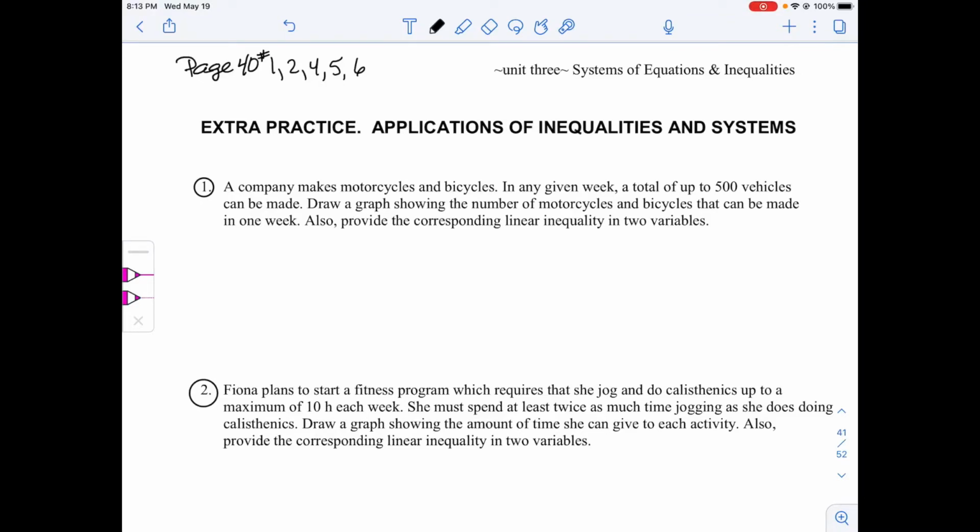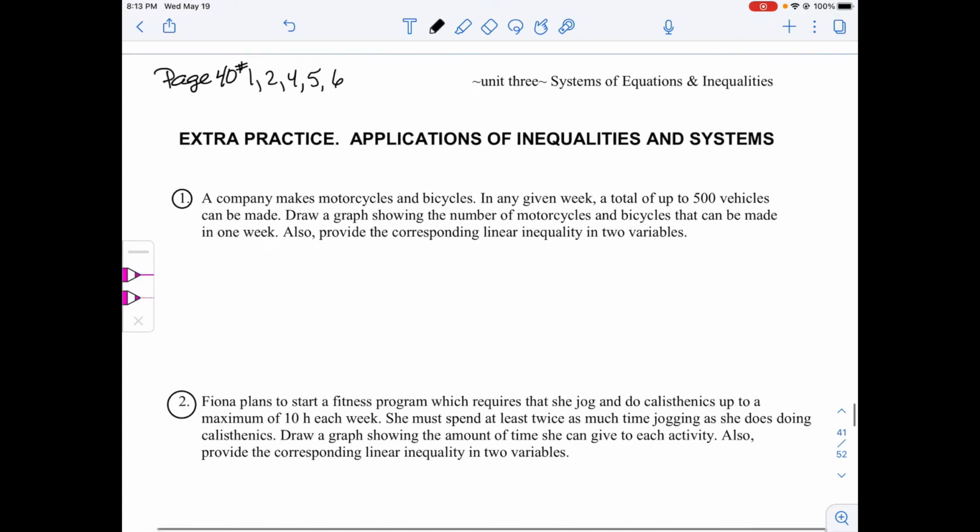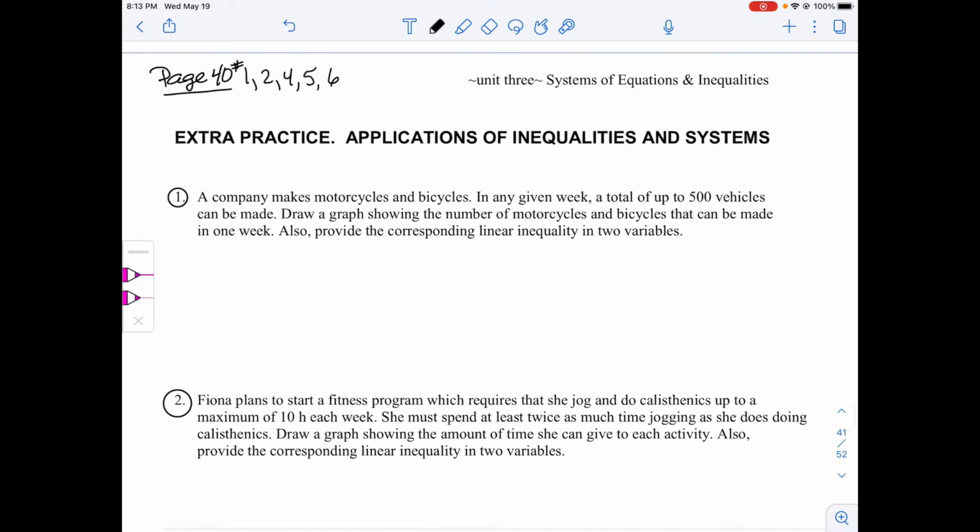Okay, I wanted to provide a video for some of these extra practice questions. These are on page 40 of your assignment booklet. I had assigned some of these just to help you prepare for your exam on Friday. So of course you could do all of them, but I'm going to provide videos for 1, 2, 4, 5, and 6.